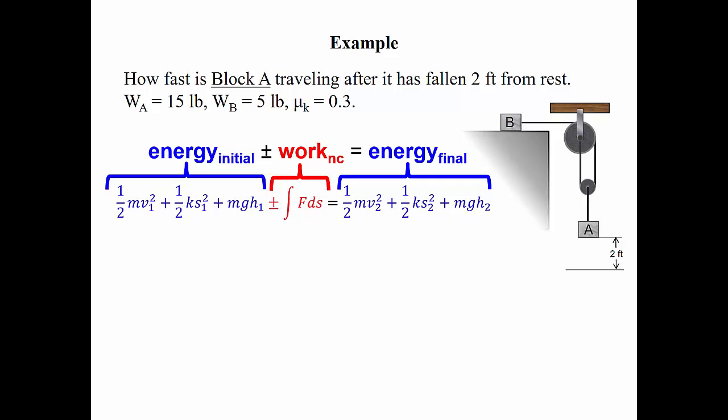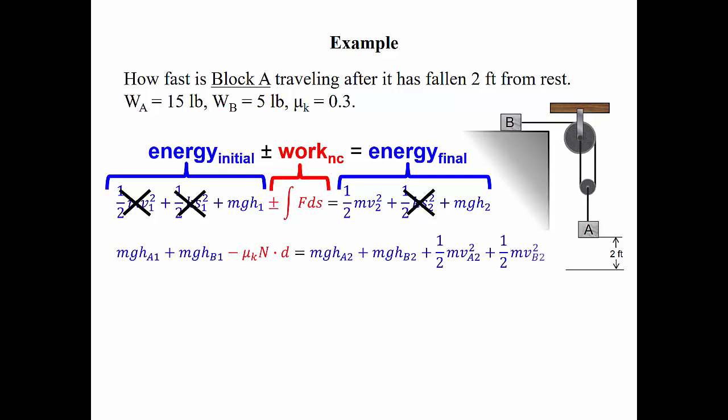There are no springs in this problem, so we can eliminate the terms that include the spring constant. Also, this problem starts from rest, so we can eliminate the kinetic energy term from the left side of the equation. Note that we have two masses in this problem, so for the terms that are left, we have to consider both masses with each term. So we have a mass times gravity times height for B and a mass times gravity times height for A.